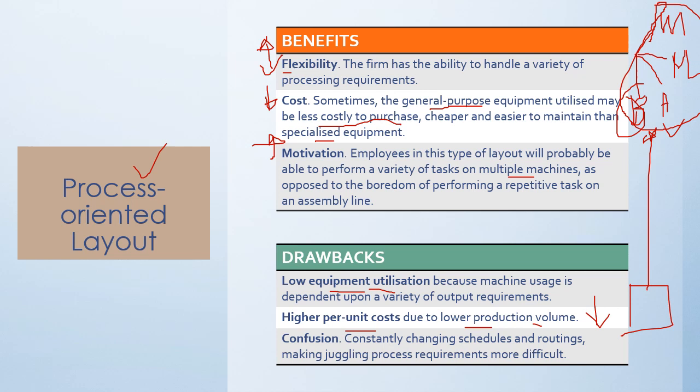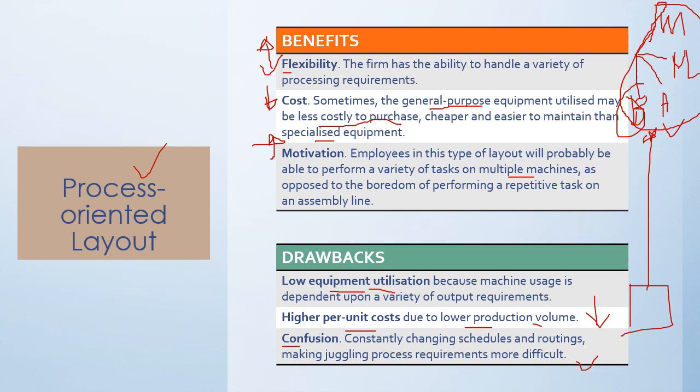So in the end, the company will have to buy lesser raw materials, which will result in high unit cost. Confusion, constantly changing schedules and routings, making juggling process requirements more difficult. So confusion here is because there is no specific sequence to follow in order to process the customer's order for the production flow, employees will get confused.